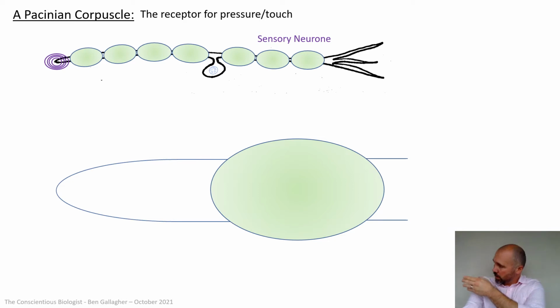So if I just enlarge the end of the sensory neuron here, so you've got the very tip of the sensory neuron and the first Schwann cell a little bit closer to me. Here, just above me, would be the first node of Ranvier.